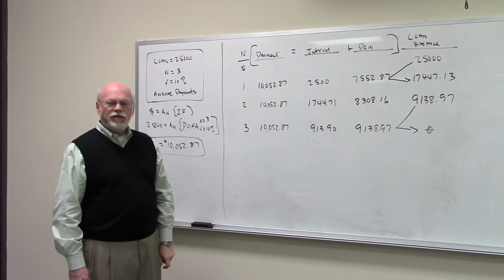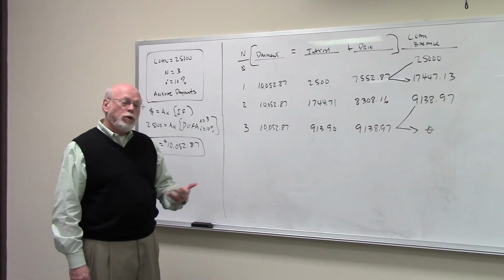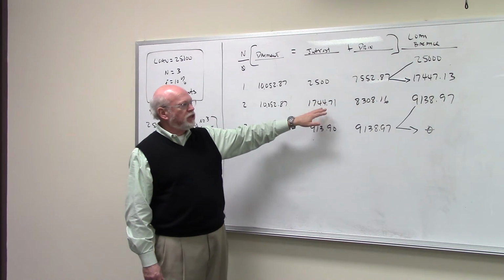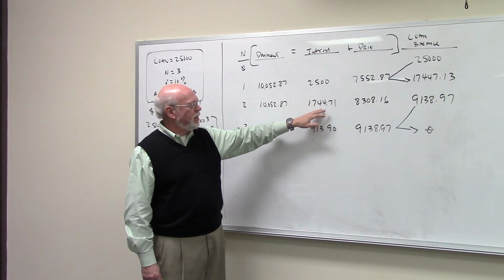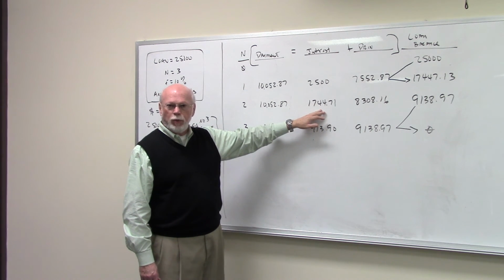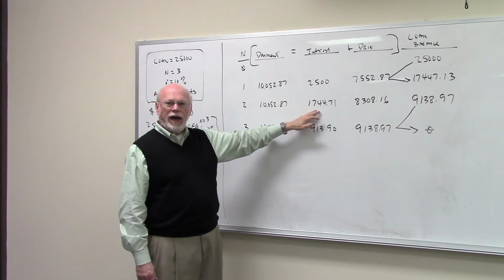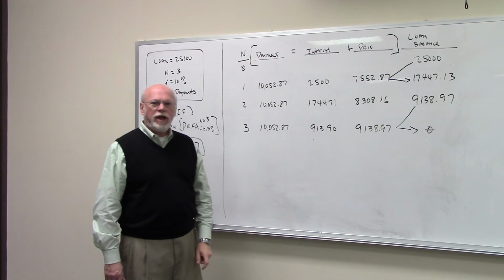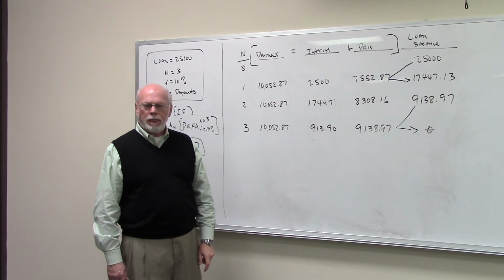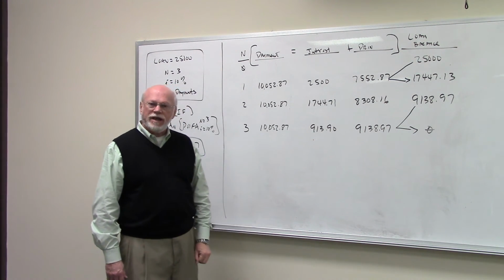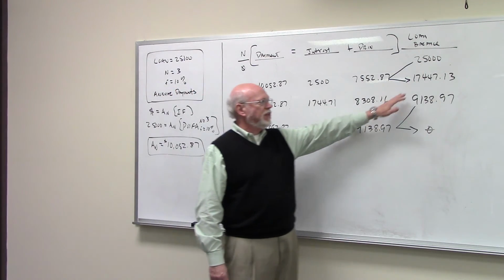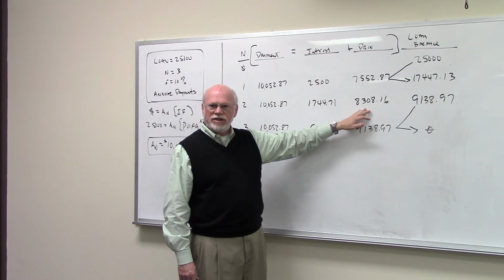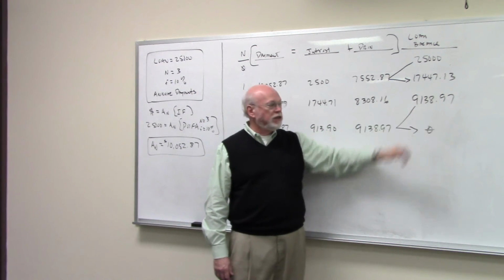So we start the second year of the loan owing the bank $17,447.13. We use that much of their money for a year, and they charge us 10% interest. 10% of $17,447.13 is $1,744.71. The payment minus the interest gives us the principal portion of the second payment, $8,308.16. What's going to be the loan balance at the end of the second year? Well, it's going to be $17,447.13 minus $8,308.16, which gets us a loan balance of $9,138.97.